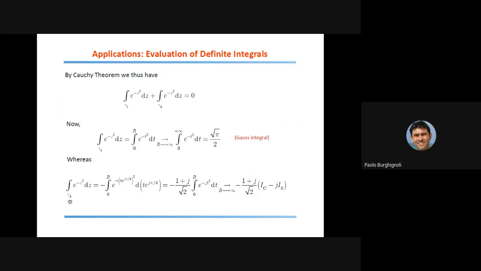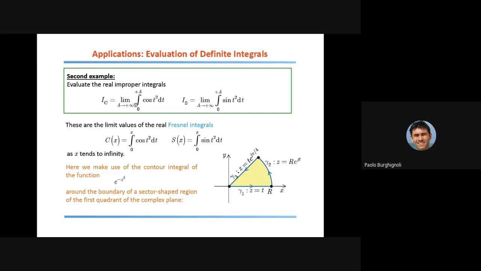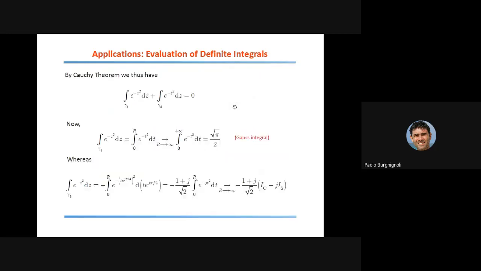Whereas on the bisectrix, the calculation requires that we replace z with its value on the bisectrix, which is equal to t times e^(j pi/4). And if you perform the calculation, which is very simple, you end up with an integral of the function e^(-j t^2), which, if you divide the real and imaginary parts, will give you the cosine and sine functions of t squared. And by definition, those are our Fresnel integrals, I sub c and I sub s, those we wish to calculate, the integrals along the real positive axis of cosine t squared or of sine t squared. So the integral along gamma 3 is a linear combination of those I sub c and I sub s functions.